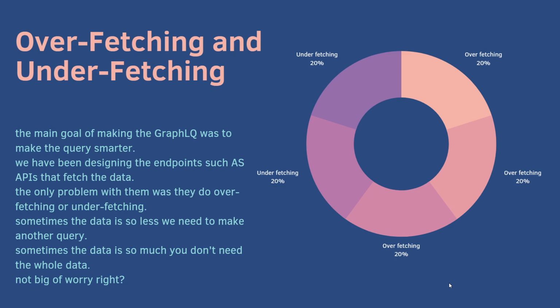So the main goal of making GraphQL was to make the query smarter. We have been designing endpoints, such as APIs, that fetch the data. The only problem with them was that they do overfetching or underfetching. Sometimes the data is so little that we need to make another query.